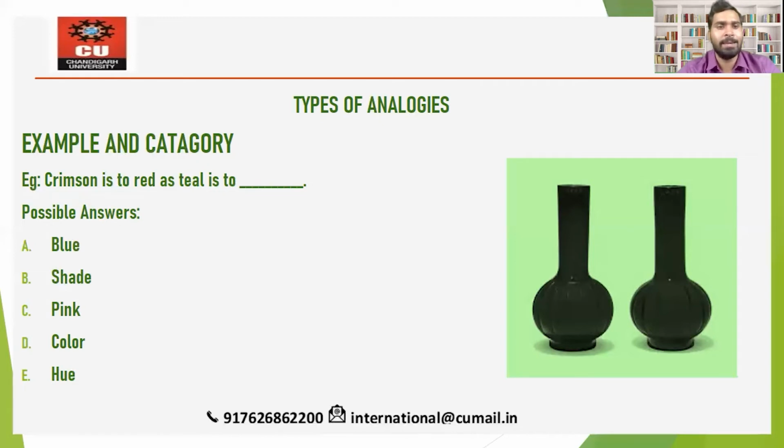Now we clearly understand by looking at the question that crimson is to red, therefore we need to look at the colors. And there are only two colors mentioned in the options given: A, blue, and C, pink. But in this case, teal is a bluish green color. Therefore, blue becomes the right answer for this particular question.